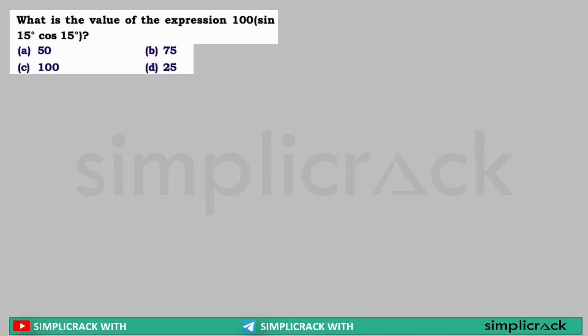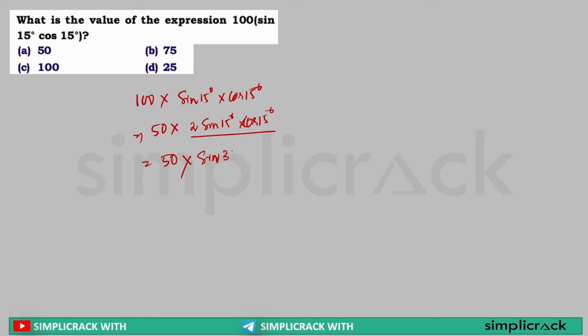Sorted? Next. What is the value of the expression 100 multiplied by sin 15 degree into cos 15 degree? Now understand. Very simple. If I write it as 50 into 2 into sin 15 degree into cos 15 degree, I could write it this way because 50 into 2 is equal to 100. This can be written as 50 into sin 2 theta. That means sin 2 into theta, that is 30 degree.